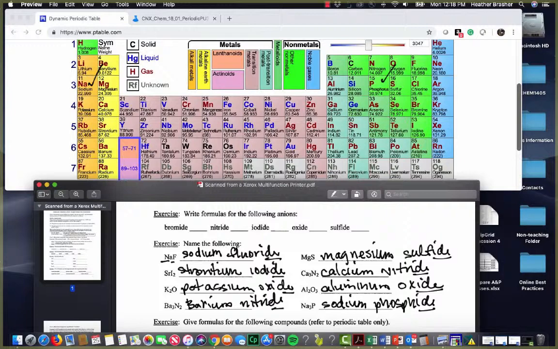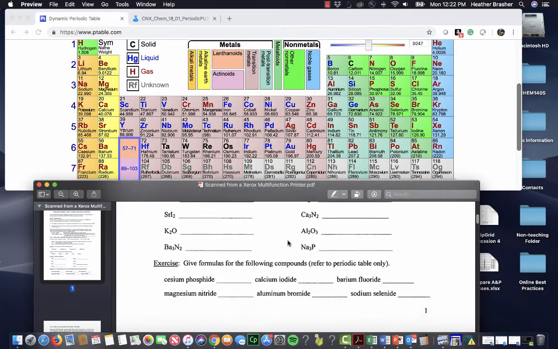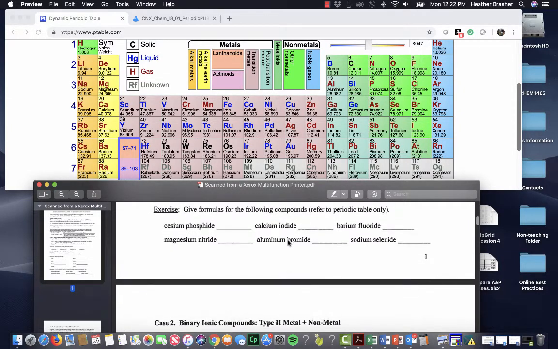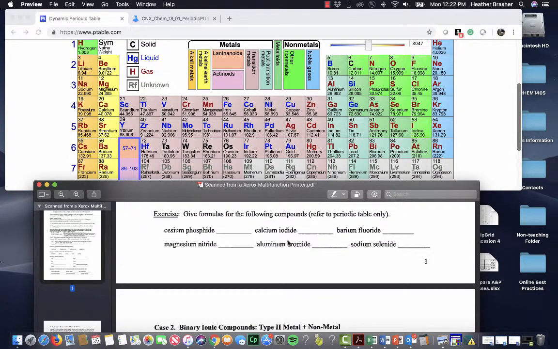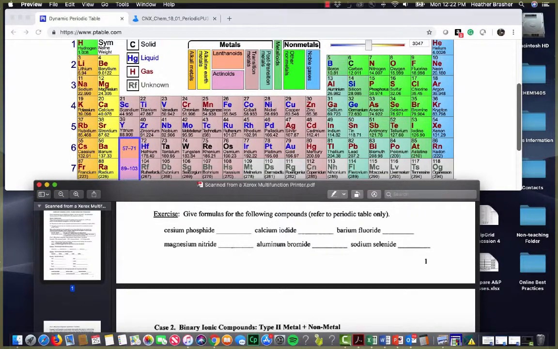We're going to move on here and do the last part of this, which is given the formula for the following compounds. Refer to the periodic table only. So let me move this up and get to this. And I'm going to leave some spot underneath it so that we can look at it.